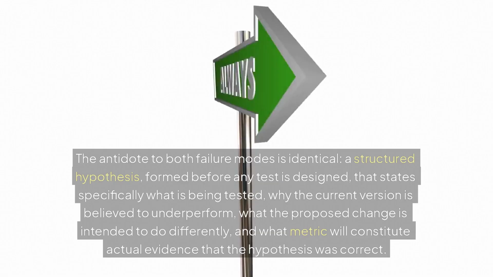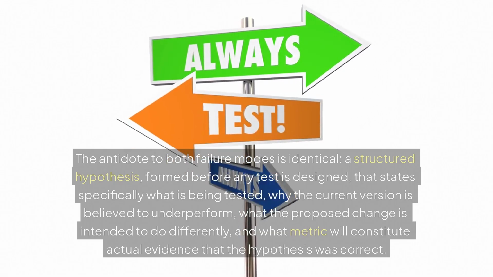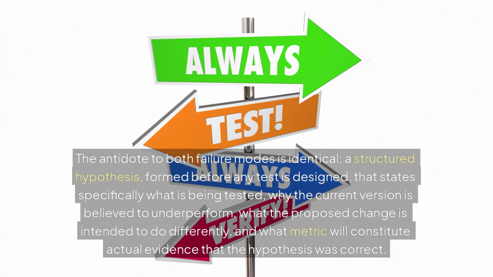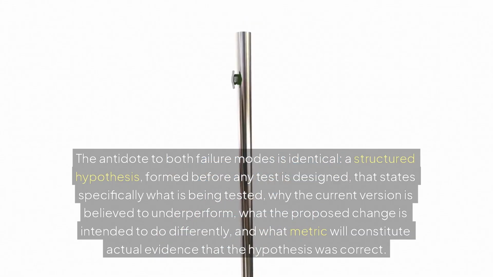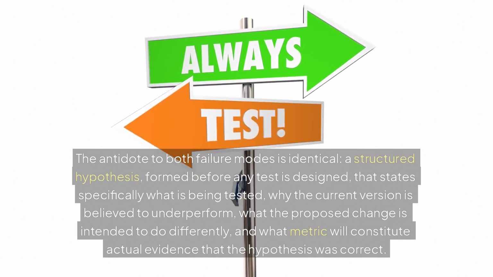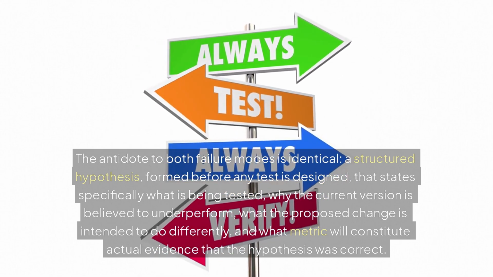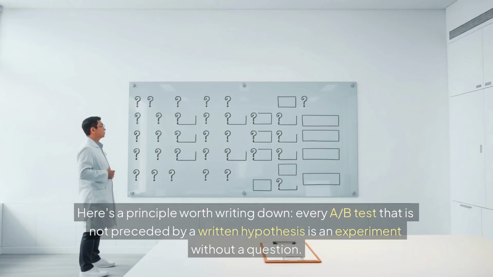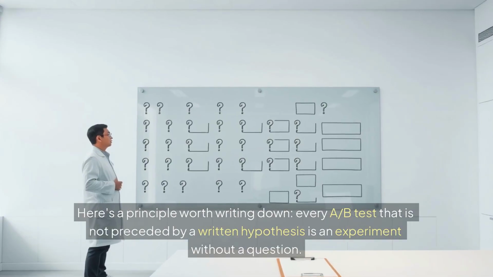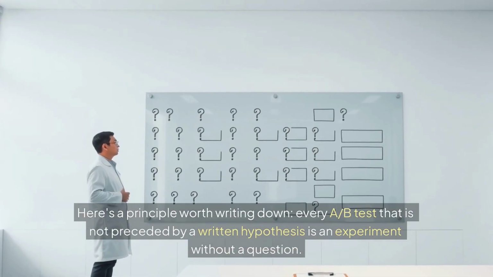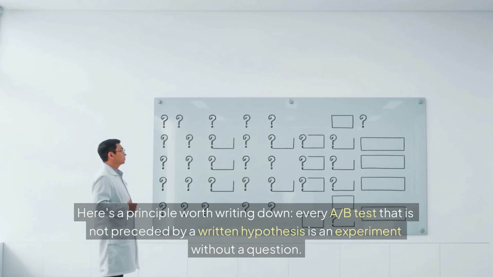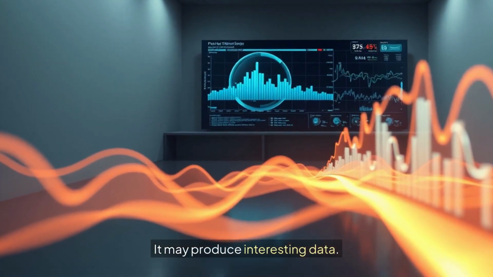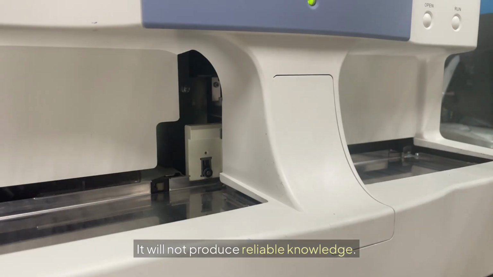The antidote to both failure modes is identical: a structured hypothesis, formed before any test is designed, that states specifically what is being tested, why the current version is believed to underperform, what the proposed change is intended to do differently, and what metric will constitute actual evidence that the hypothesis was correct. Here's a principle worth writing down. Every A/B test that is not preceded by a written hypothesis is an experiment without a question. It may produce interesting data. It will not produce reliable knowledge.